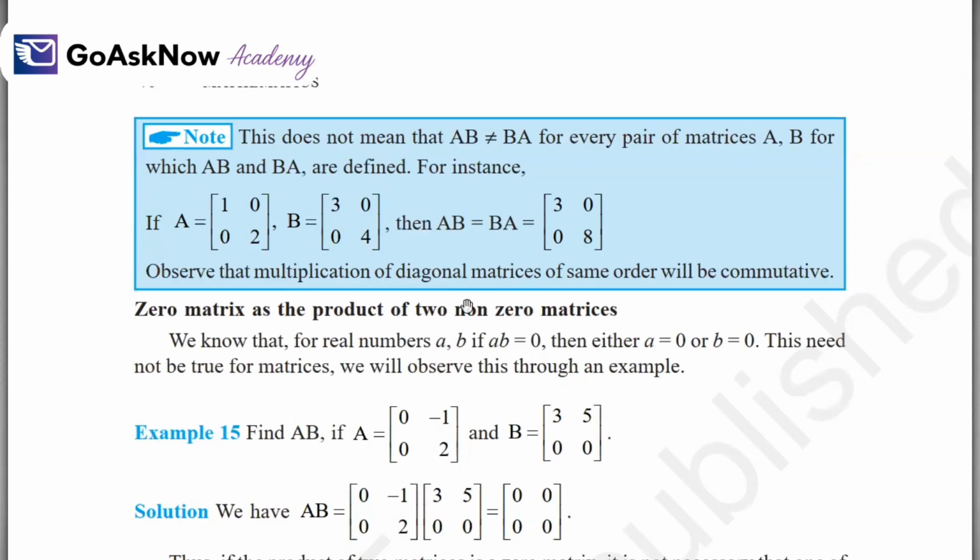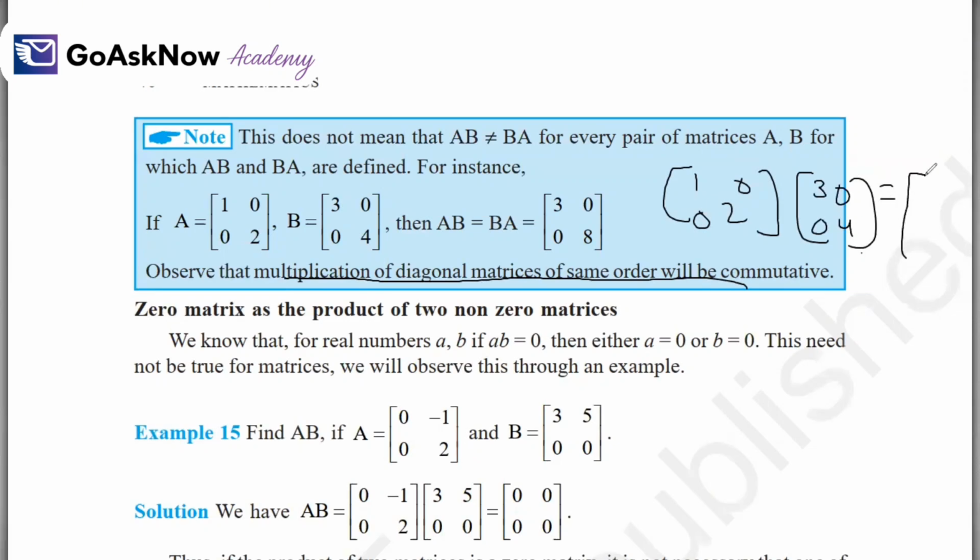Multiplication of diagonal matrices of the same order will be commutative. You must remember this point. Why is it so? Take any matrices, like A equal to 1, 2, 0, 0 and B as 3, 0, 0, 4. If you multiply and find AB, it will come as 3, 0, 0, 4.